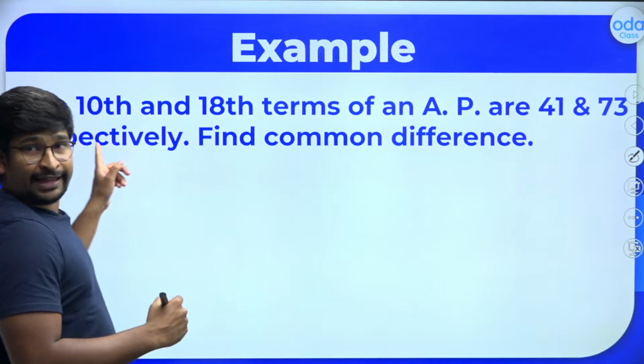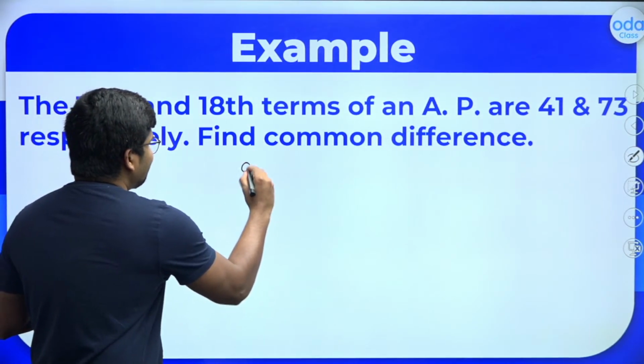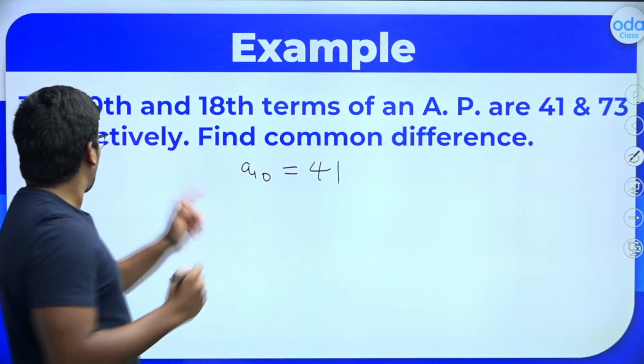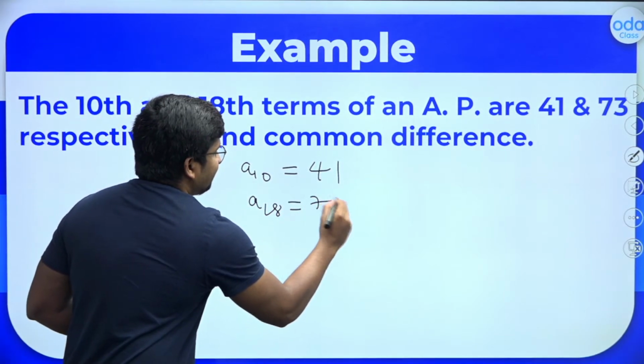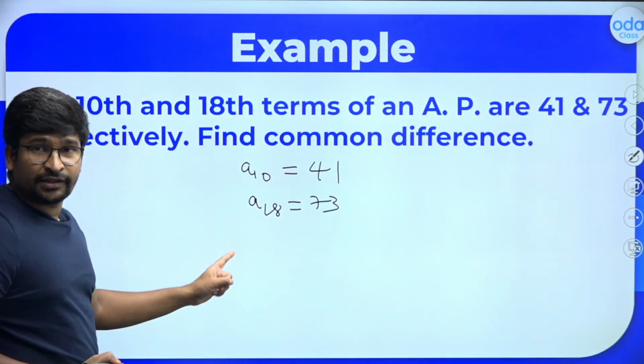So here it is given the 10th and the 18th terms. The 10th term, you know, is A10. A10 is given as 41. And also the 18th term, which is A18, is given as 73. This is given to you. You need to find the common difference.